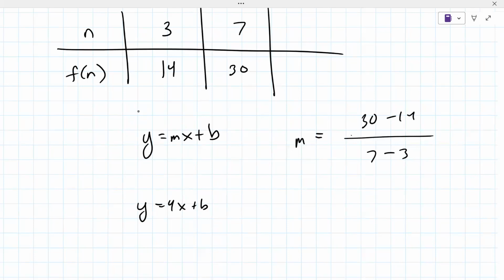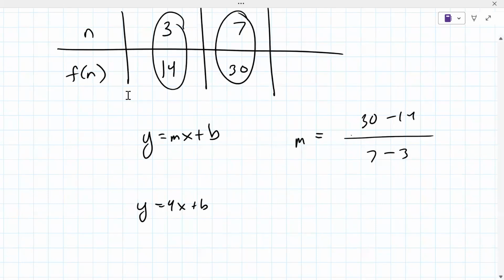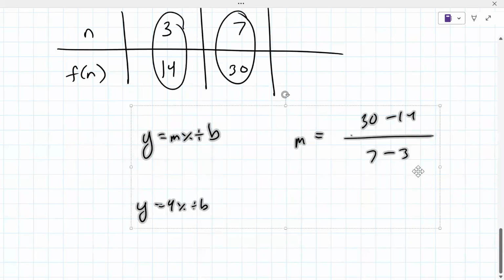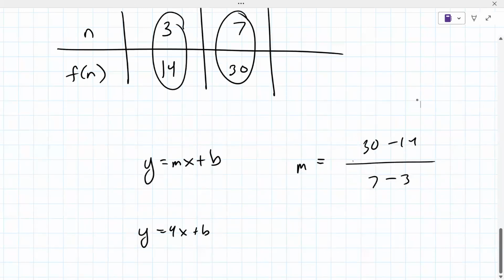I gotta use one of the points. Oh, so I could do 4 times 4? No, it's 3 comma 14 or 7 comma 30 that are your points. So can I do 3? Yes, 3 is your x, 14 is your y.